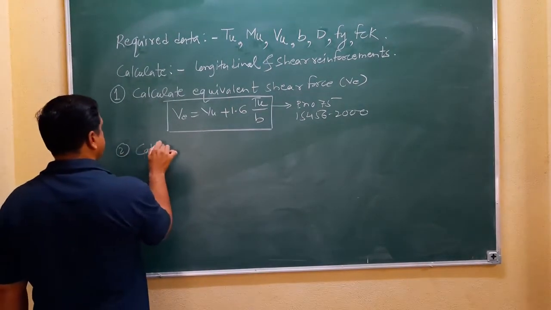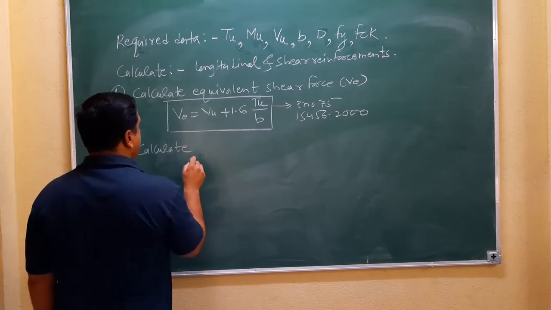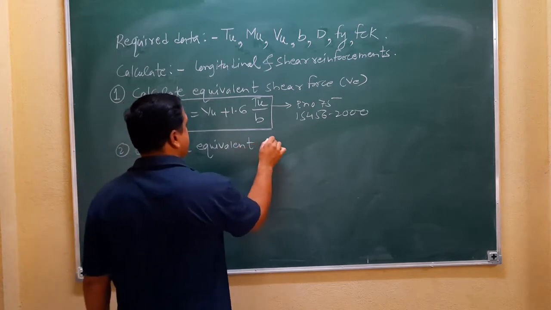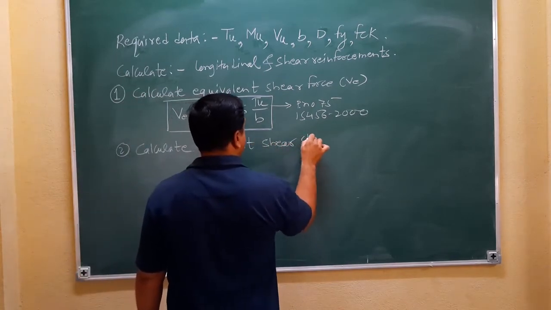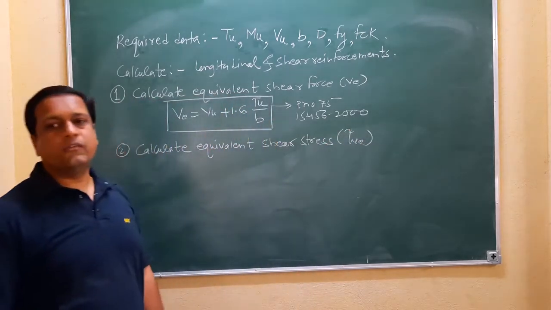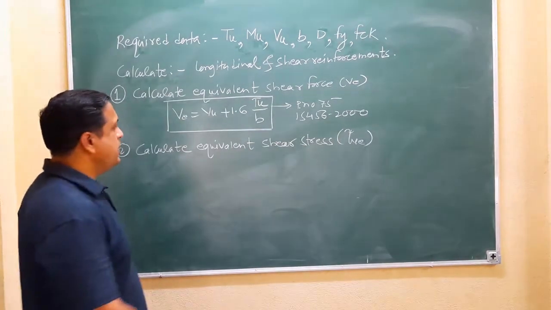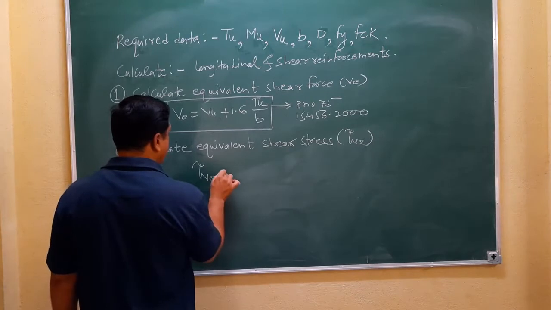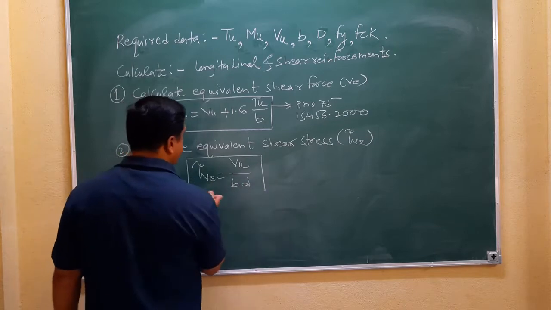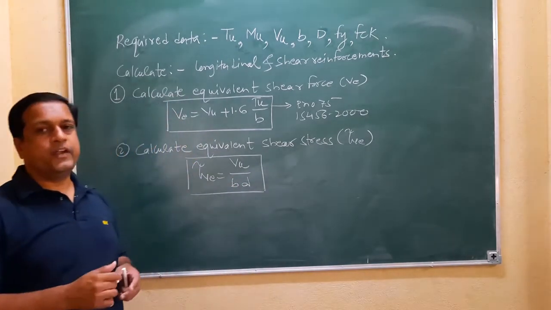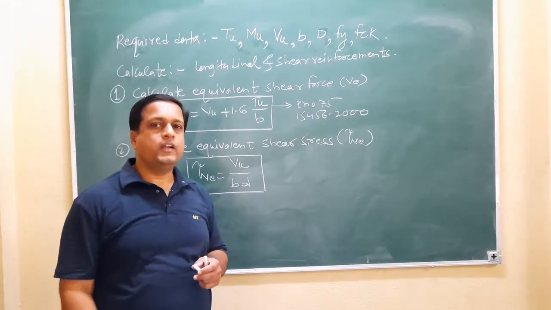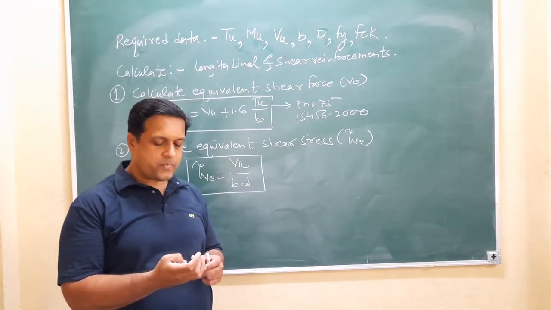Step 2: calculate the equivalent shear stress, tau VE. Tau VE is equal to VE divided by B into D. So this is the formula: shear force divided by the effective cross-sectional dimension of the beam. You have to calculate the equivalent shear stress of the beam using this formula.